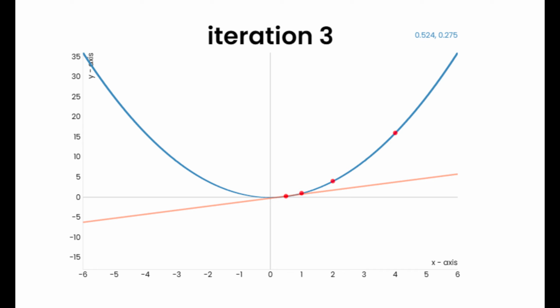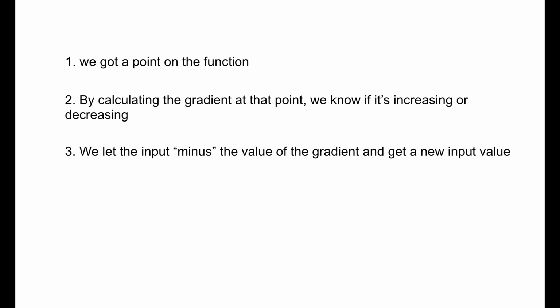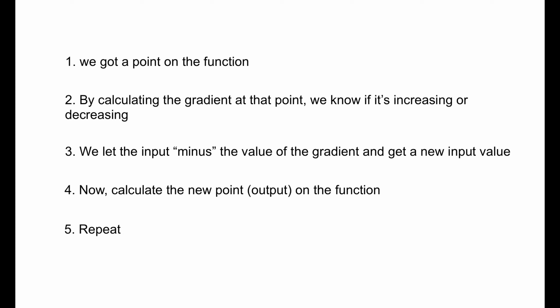So what do we do there? 1. We got a point on the function. 2. By calculating the gradient at the point, we know if it's increasing or decreasing. 3. We then subtract the value of the gradient and get a new input value. 4. Now calculate the new point on the function. 5. We repeat. This is basically the gradient descent algorithm, and it's the exact same thing in neural networks.